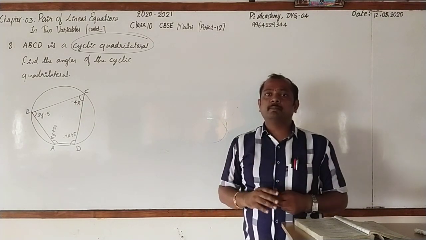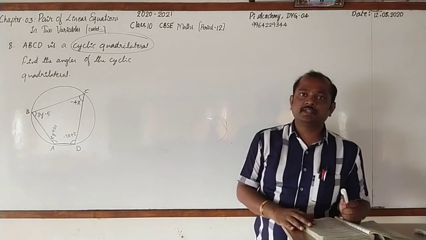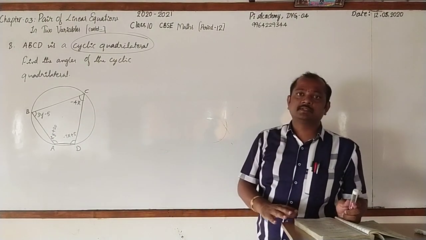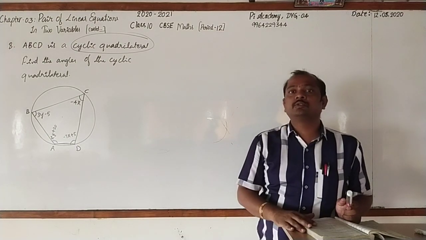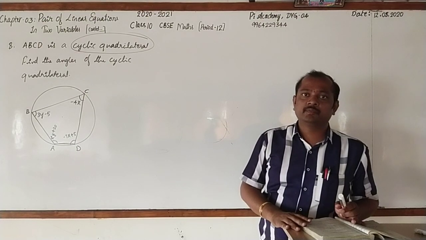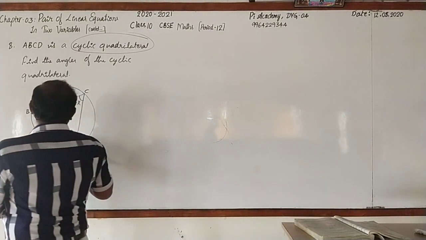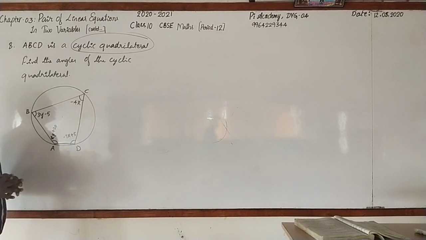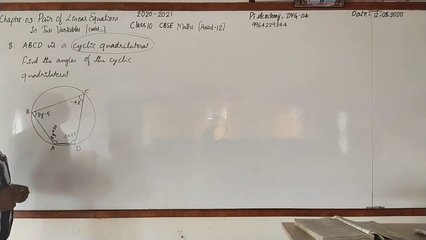If they were given in numbers, it would have been very easy to find out. But here the angles are given in terms of variables. Hence, we need to find the values of x and y. How do you go for that? To find that, we can use the property of a cyclic quadrilateral. I will give you a hint, and try to recall that property.